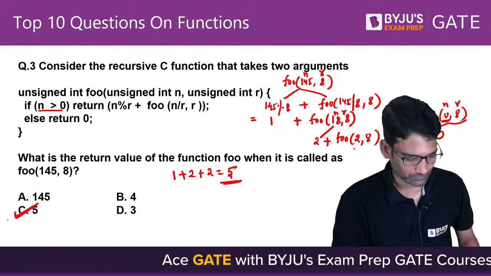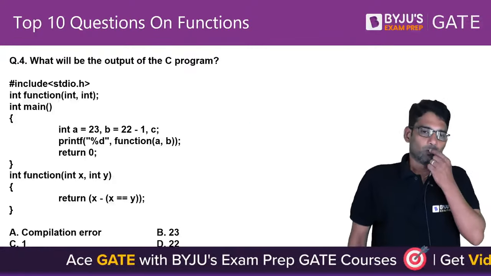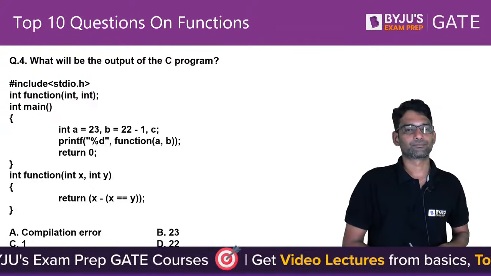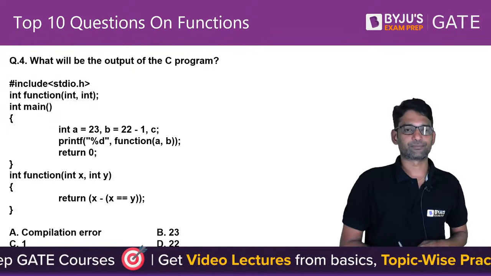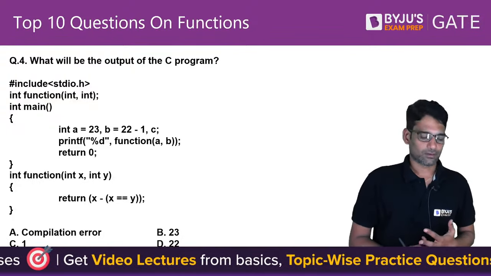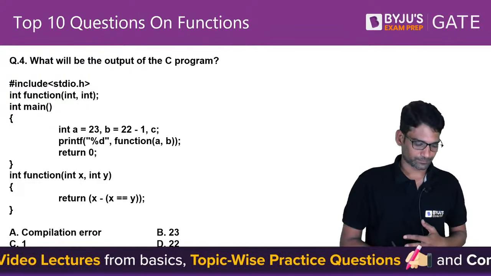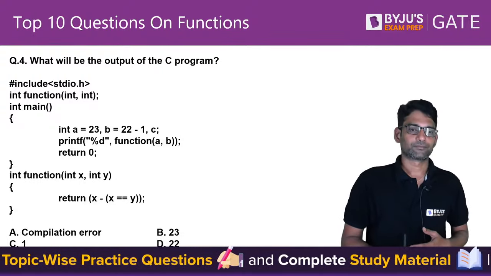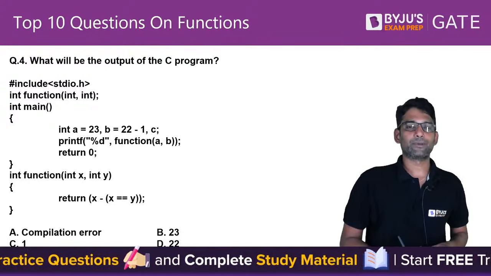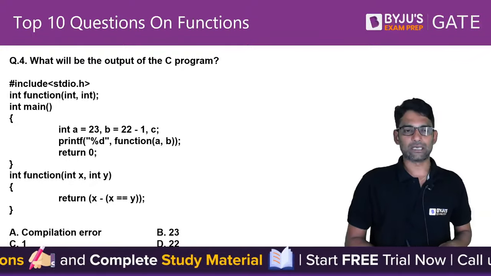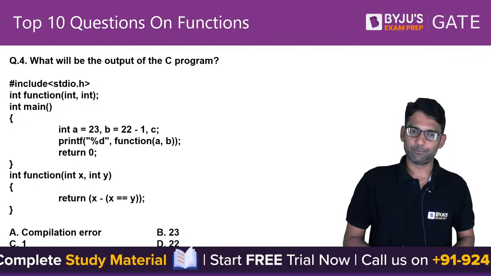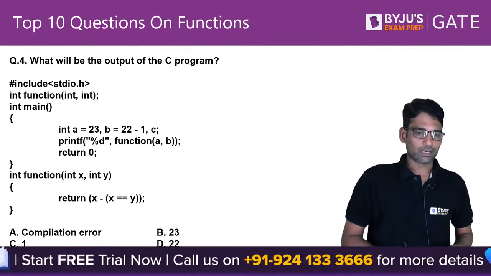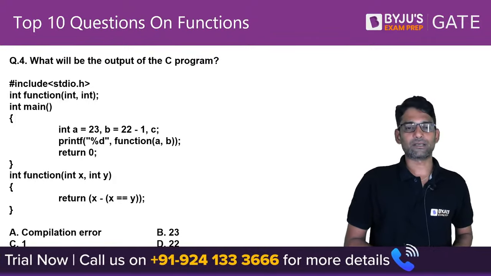Question number 4. What will be the output of the C program? It's a simple question. Int a equal to 23, b equal to 22 minus 1, print function of a comma b, int function of int x comma int y, return x minus of x equal to y.